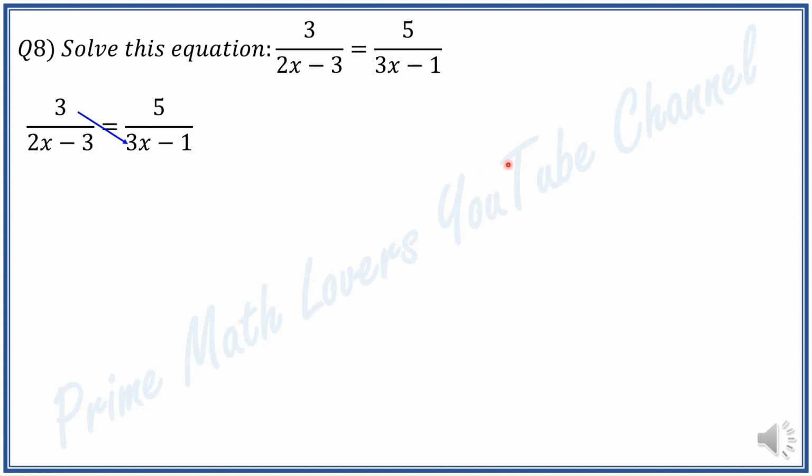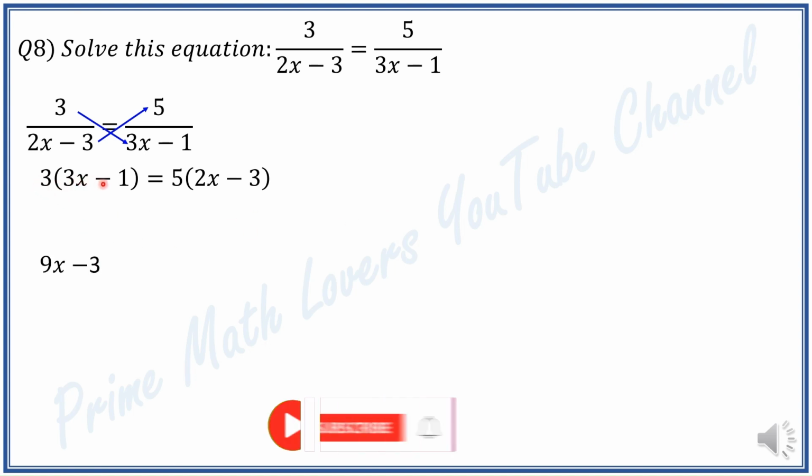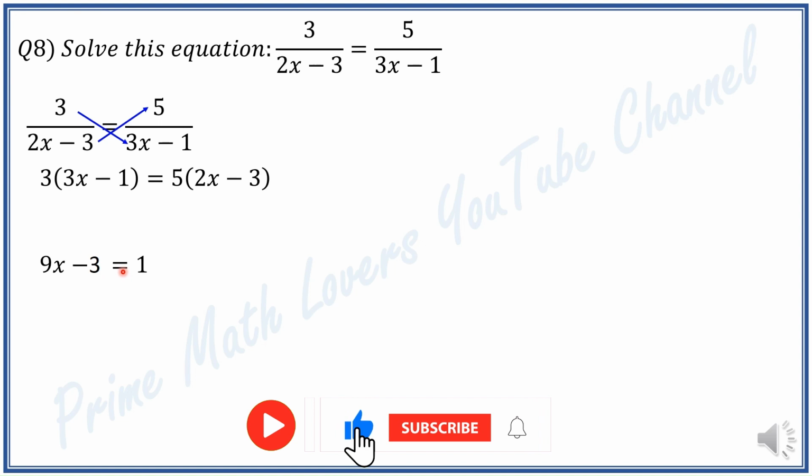First, we cross multiply to get rid of fractions. So the result will be 3 times (3x minus 1) is equal to 5 times (2x minus 3). Then distribute the numbers on both sides and we get 9x minus 3 is equal to 10x minus 15.